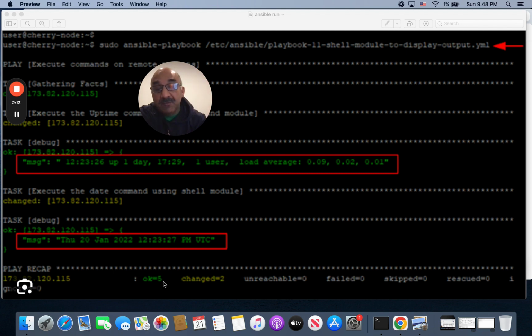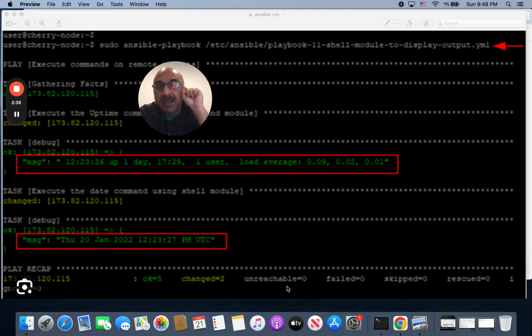Now, unreachable is 0 here, but unreachable means the playbook knows it's supposed to be able to reach X number of hosts, right? And it tried to, but if it couldn't SSH to one of the hosts, that host becomes unreachable. So you would know that you were supposed to have reached 5 machines, but you only got 4, and then you'd get unreachable equals 1.